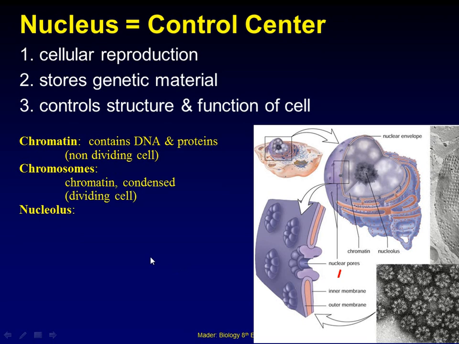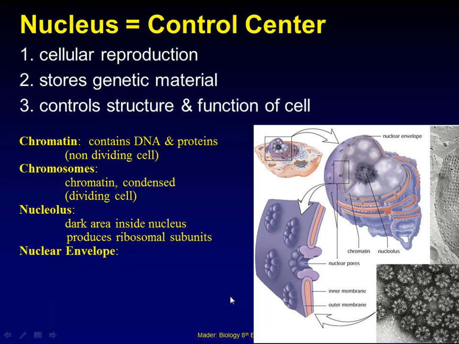Okay, the nucleolus is that dark spot in the middle of the nucleus we see right there. That's the nucleolus. That is the place where the ribosomal subunits are made. Those 2 subunits that come together to produce the ribosome.